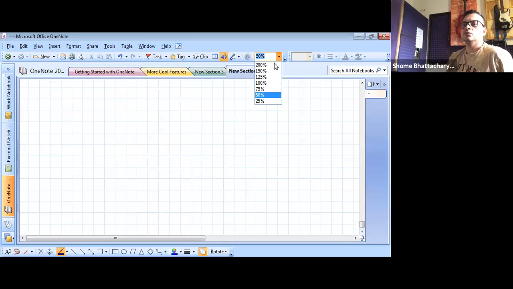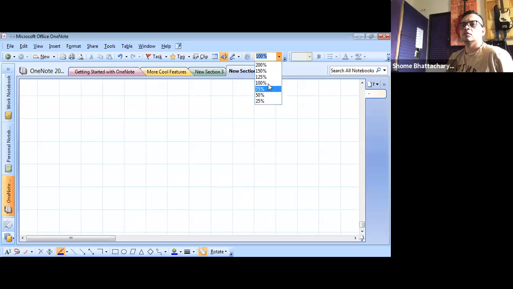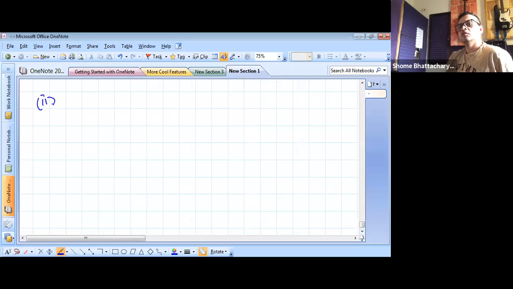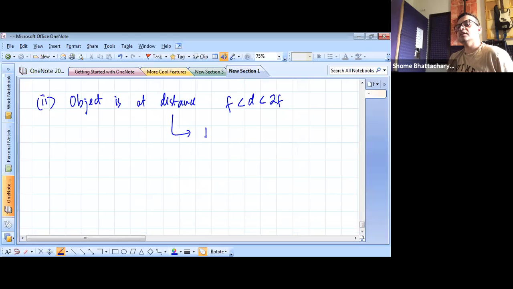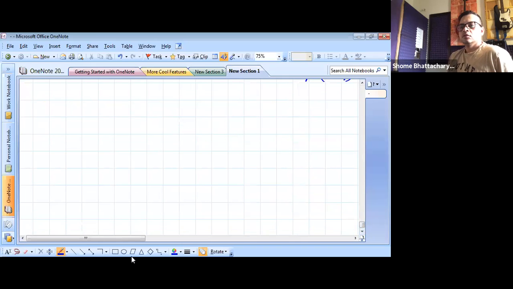Okay. Next up, let us look at the situation where the object is at a distance between f and 2f. In this case, you will again get a real, inverted image, but this time magnified, where v will be greater than 2f. This kind of situation. Again, the ray diagram corresponding to this will be something like this.